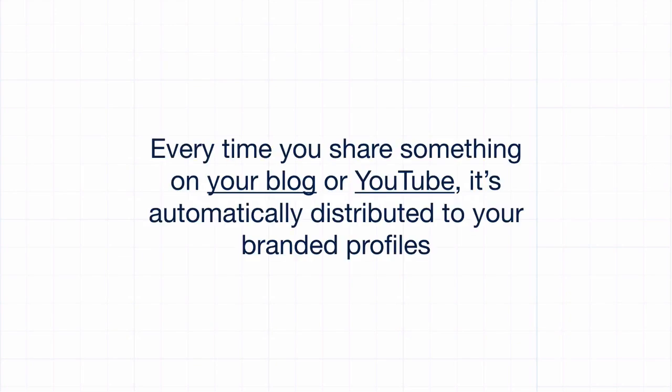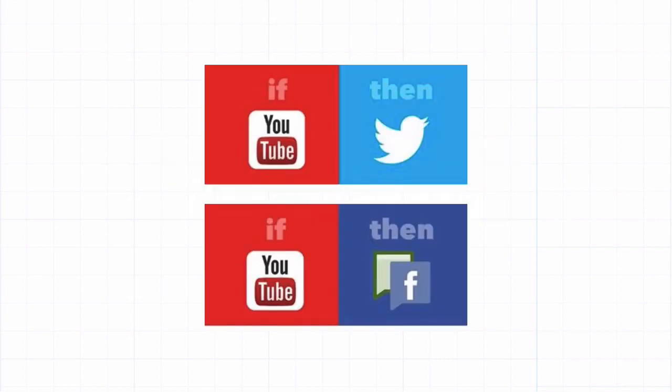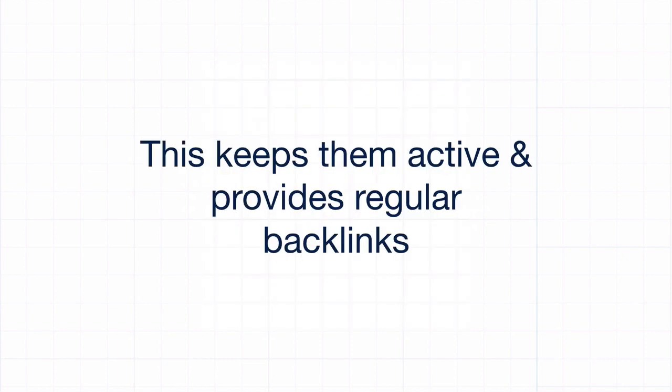So every time, in this example, you share something on your blog or on YouTube, it's automatically distributed to all of your branded profiles. Another example here: if post on YouTube, then post on Twitter. If post on YouTube, then post on Facebook. This is how IFTTT works. It's extremely simple to understand and use once you take a look at it, even if I'm not explaining it very well here.